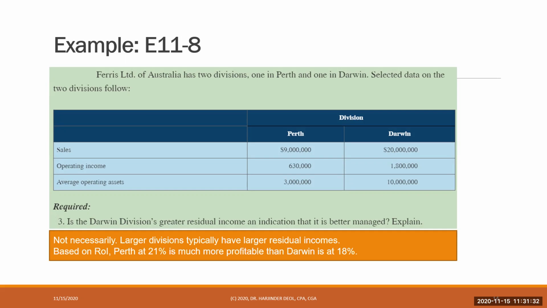Now, if you were to compare the two divisions on the basis of ROI, the Perth division is much more profitable than Darwin. So the short answer is whether a division is doing better than another does not solely depend on the residual income. You should look at a multiplicity of factors.